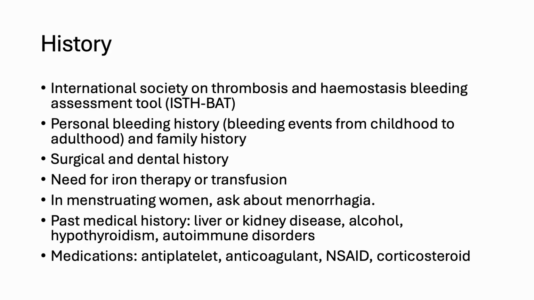We should take note of their surgical or dental histories, whether the patients will need for previous iron therapy or a transfusion. In menstruating women, do ask about the symptoms of menorrhagia, such as passing out blood clot per vagina every menses. For the past medical history, you should ask specifically for liver or kidney disease, alcohol consumptions, features of hypothyroidism, and autoimmune disorder, such as systemic lupus erythematosus.